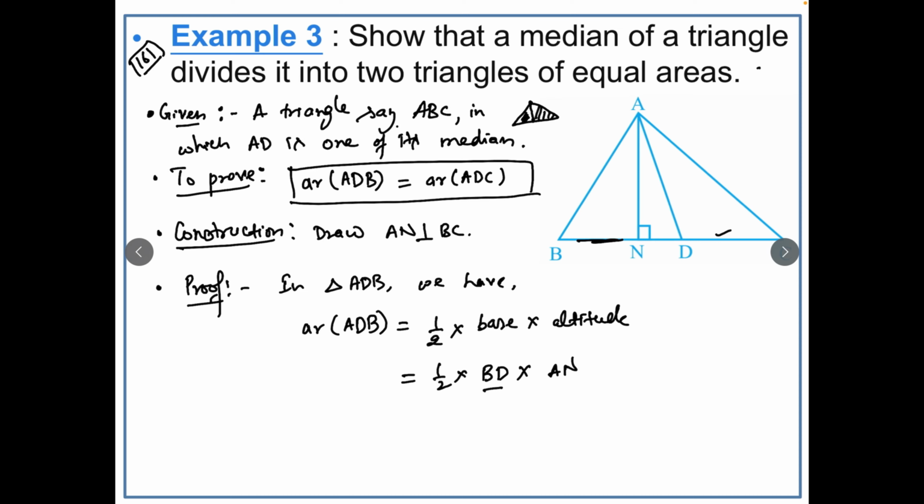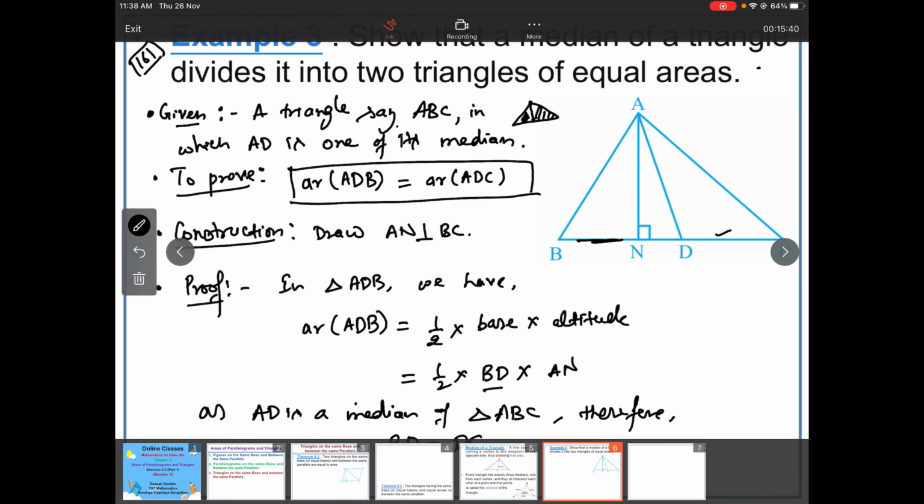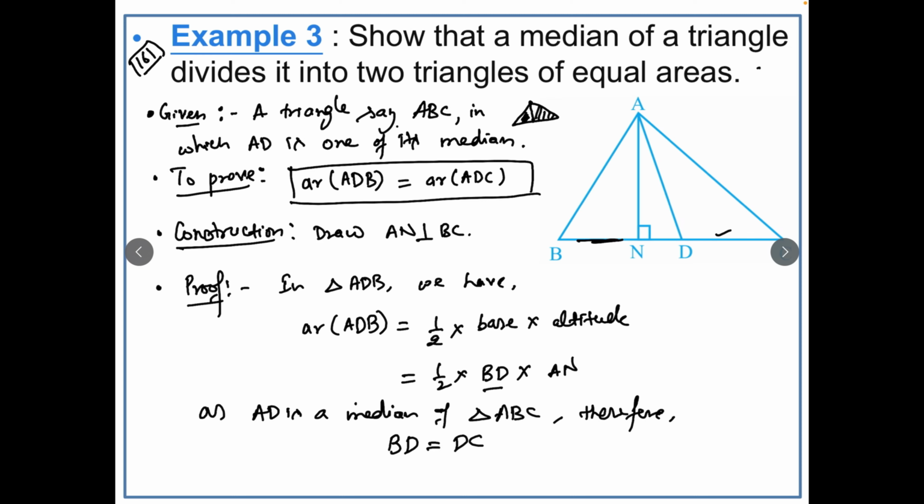Okay, so write as AD is a median of triangle ABC, therefore BD has to be equal to DC. Okay, because D will be the midpoint of the side BC, only then it can be a median. Okay, so what we got is BD equals DC. So let's name the first equation equation number 1 and this equation number 2.